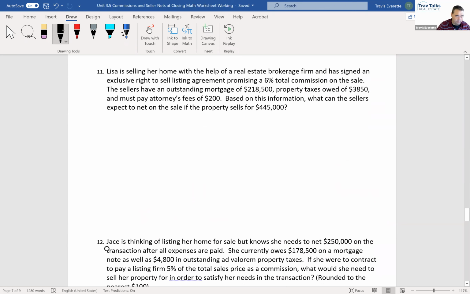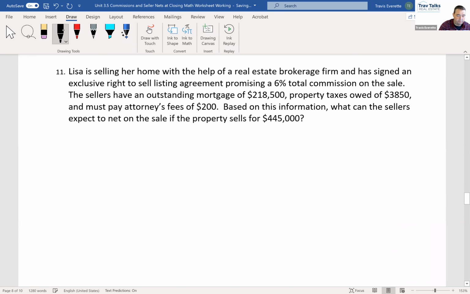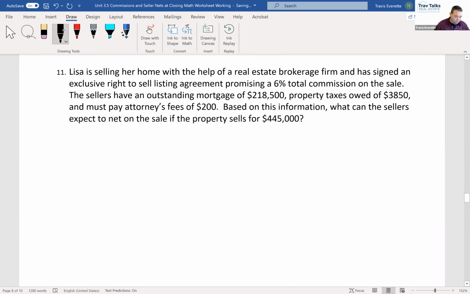All right, let's look at number 11 here. It says Lisa is selling her home with the help of a real estate brokerage firm and has signed an exclusive right to sell listing agreement, promising a 6% total commission on the sale. The sellers have an outstanding mortgage of $218,500, property taxes owed of $3,850, and must pay attorney's fees of $200. Based on this information, what can the sellers expect to net on the sale if the property sells for $445,000?